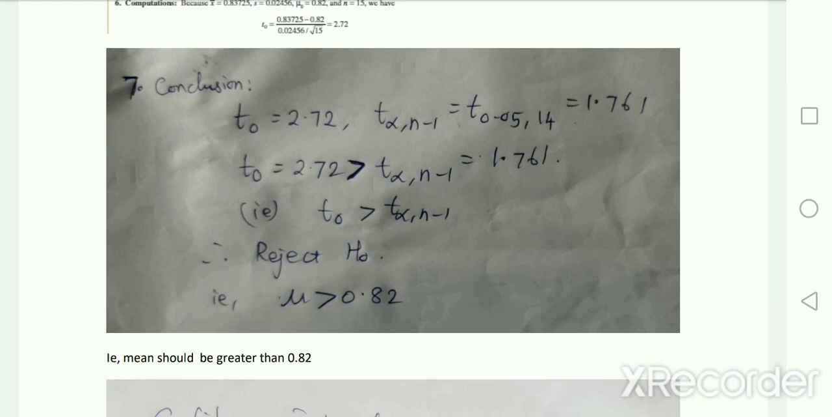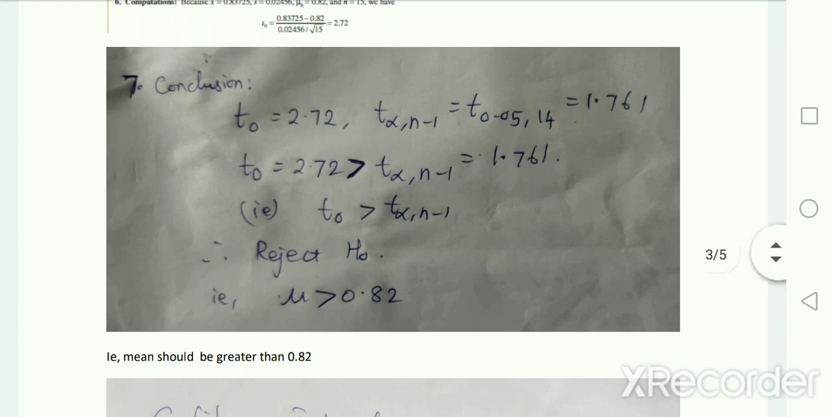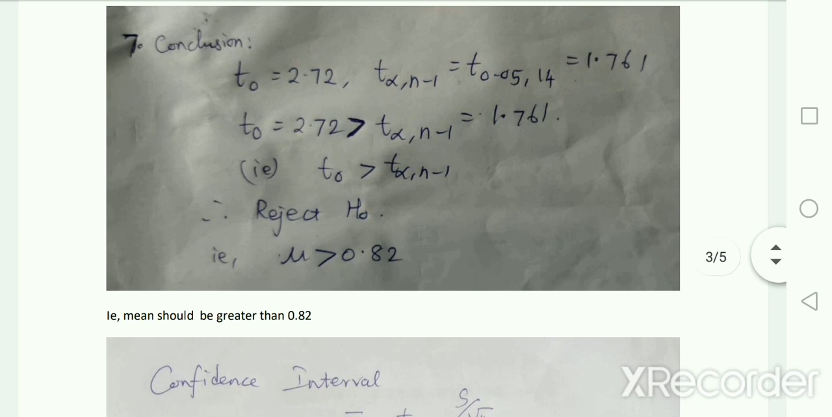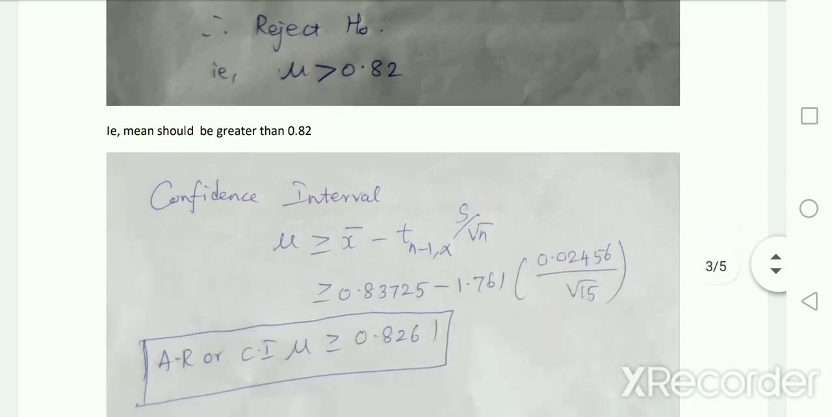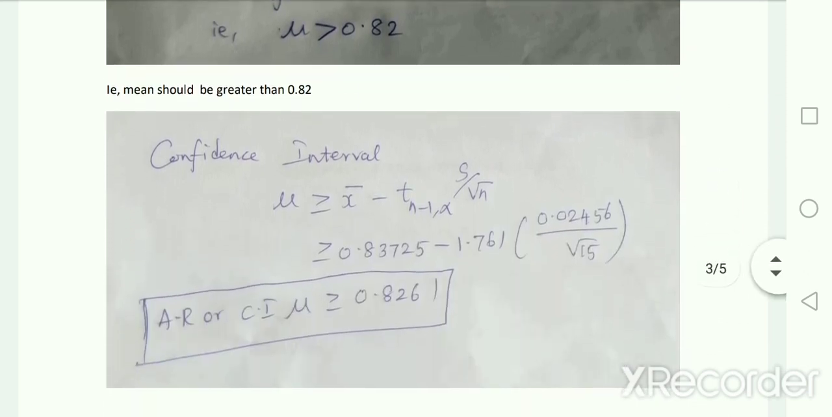So this t naught value lies in the rejection region. So we have to reject the null hypothesis H naught, and also accept the alternative hypothesis mu greater than 0.82. So our conclusion: the mean coefficient of restitution is greater than 0.82. And also we can verify with the confidence interval.